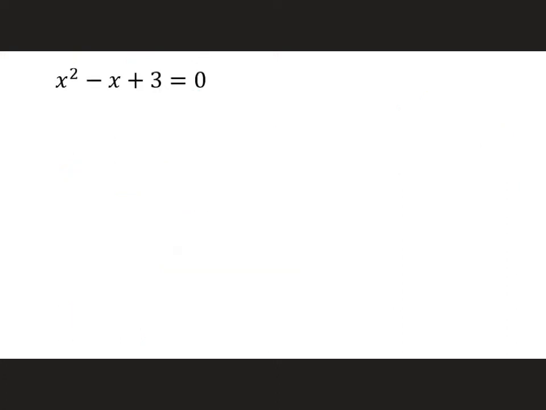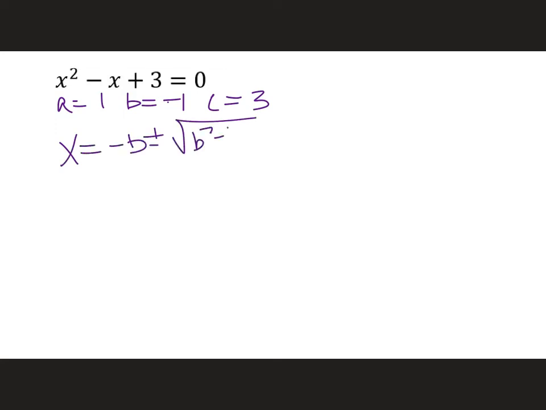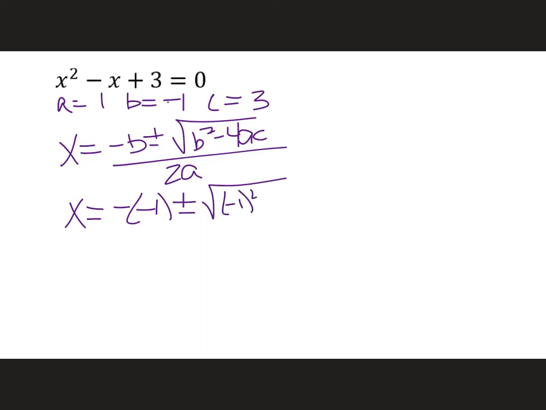Okay, so here's another one that's already set equal to 0. So we would go ahead and say our a value is 1, our b value is negative 1, the coefficient of x, and our c value is 3. And then x equals negative b plus or minus the square root of b squared minus 4ac all over 2a. I do really recommend watching the video with the song. You don't want to hear me sing, but it does help you remember this formula. So we're going to say x equals negative negative 1 plus or minus the square root of negative 1 squared minus 4 times 1 times 3, just plugging in here, all over 2 times 1.